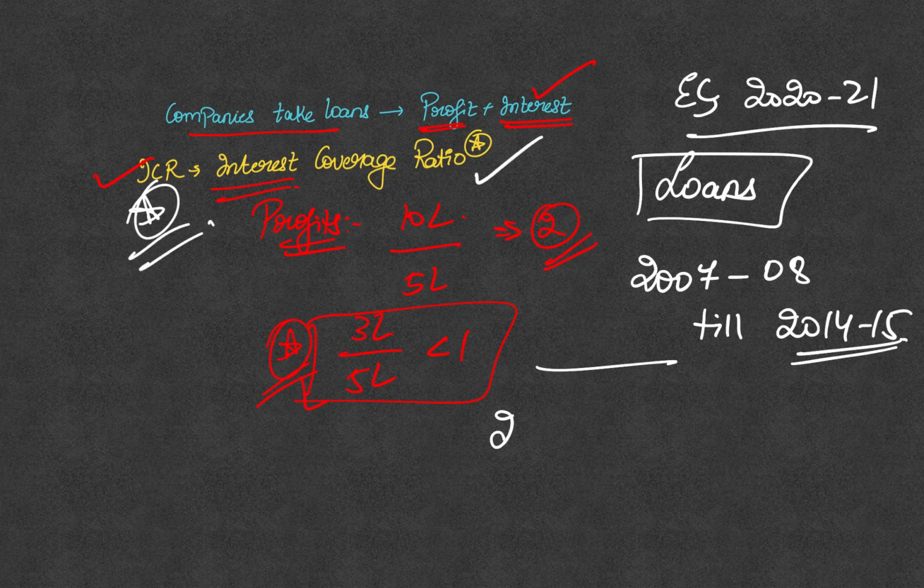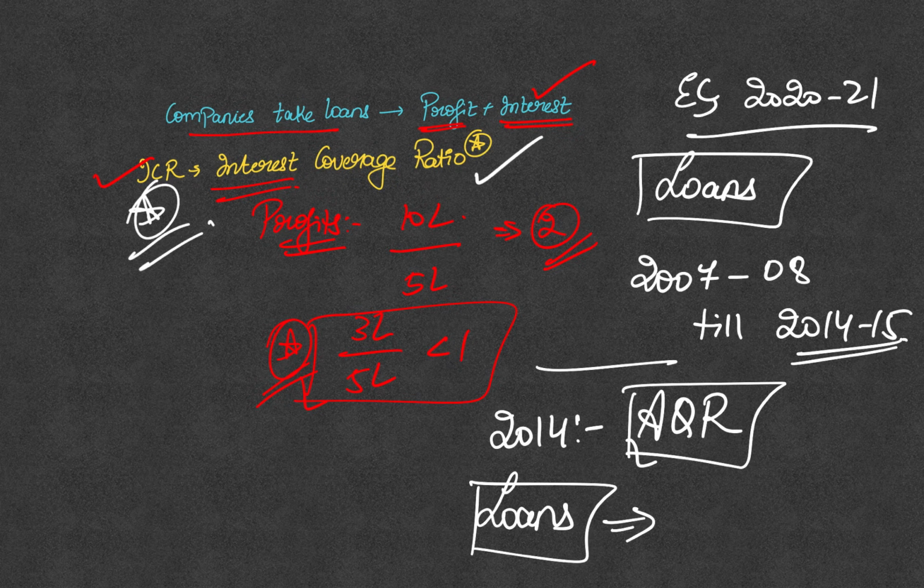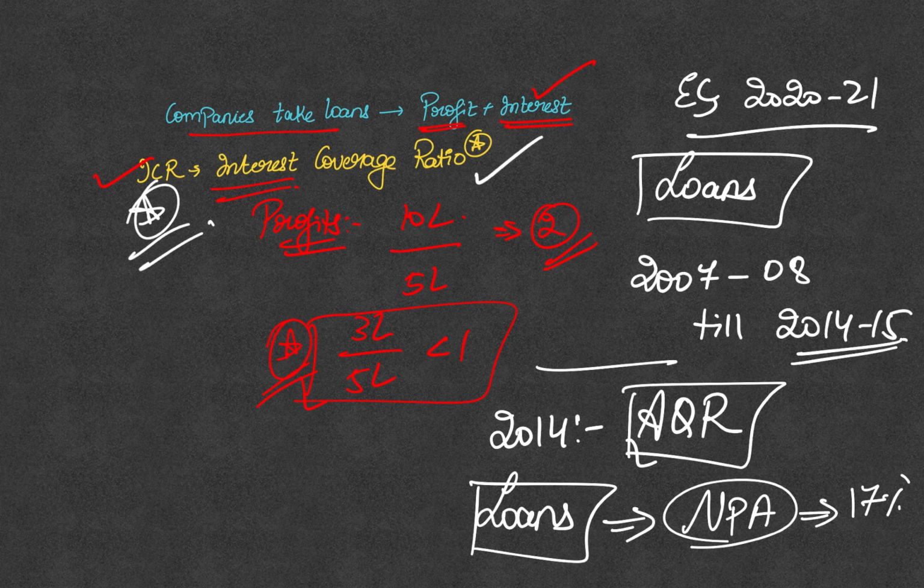So what happened in 2014 was AQR, that is asset quality review. Assets for banks are nothing but loans. So RBI directed the banks to have a look at the quality of the loans that they are giving to various companies. So this is the time when the issue of non-performing assets started rising and reached a peak of 17% of total assets for our public sector banks.